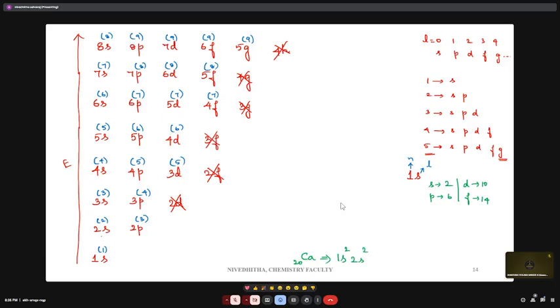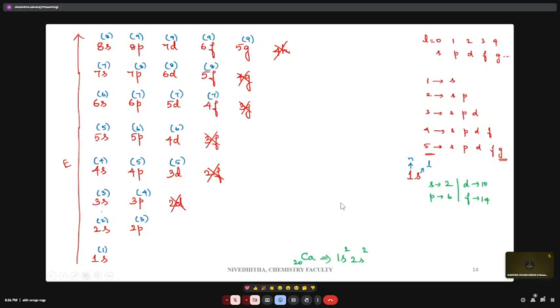After 2s, which orbital is to be filled? See, I have n plus l value as 3 for 2p and 3 for 2s. If both orbitals have the same n plus l value, please check the principal quantum number. The principal quantum number here is 2. The principal quantum number here is 3. The orbital which has the lower principal quantum number is considered to have the lowest energy. Now tell me, among 2p and 3s, which has lower energy?